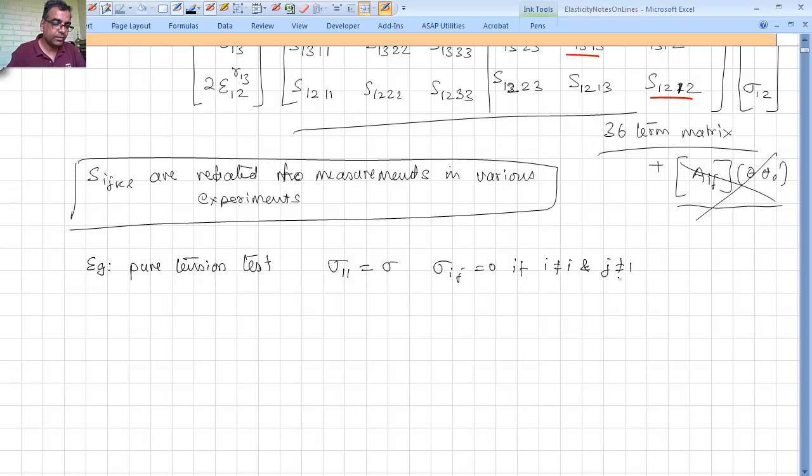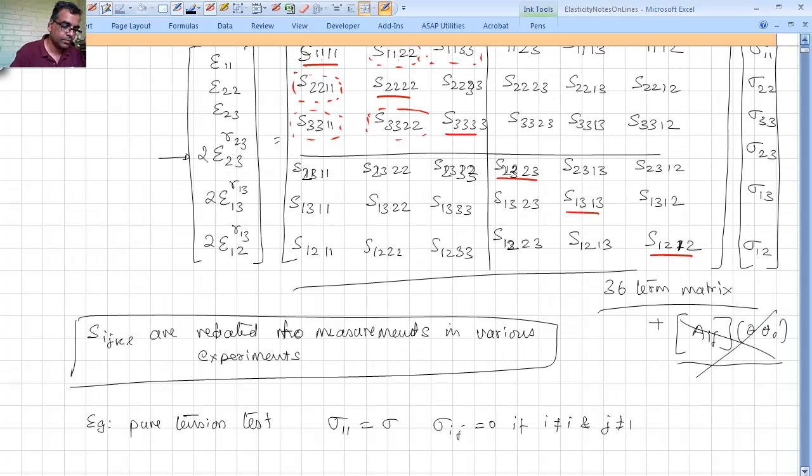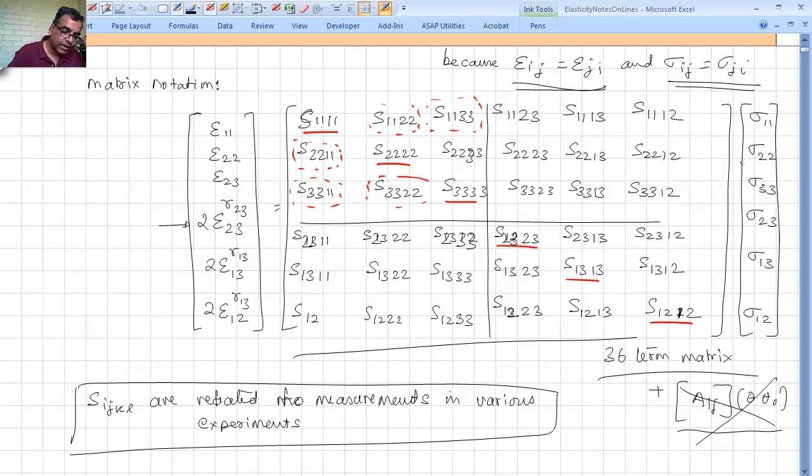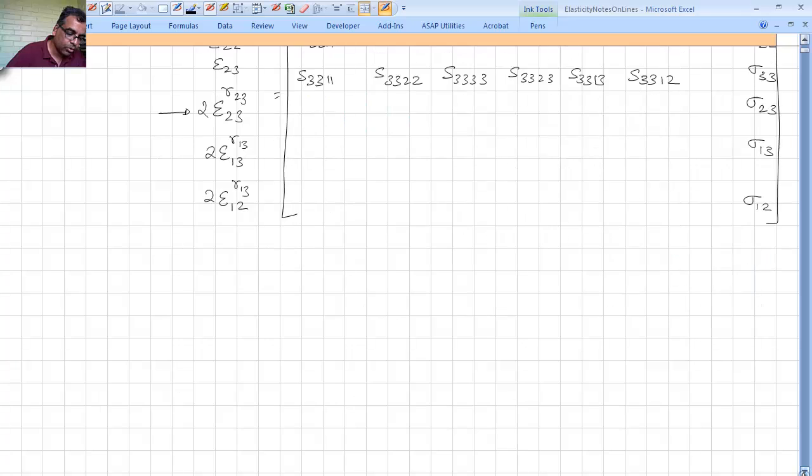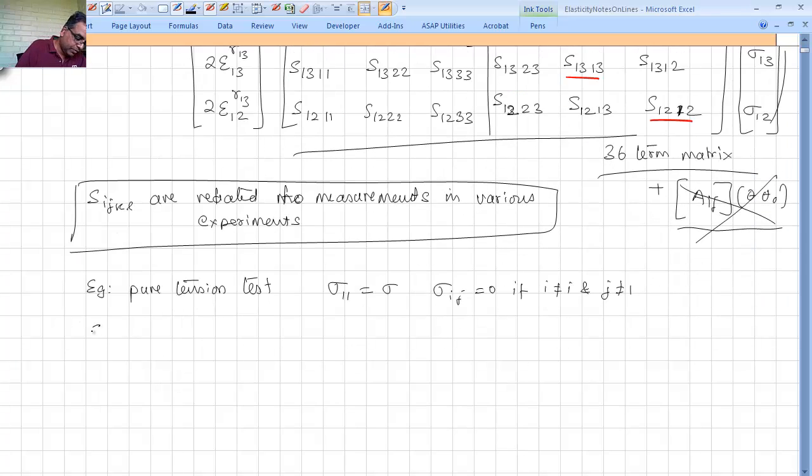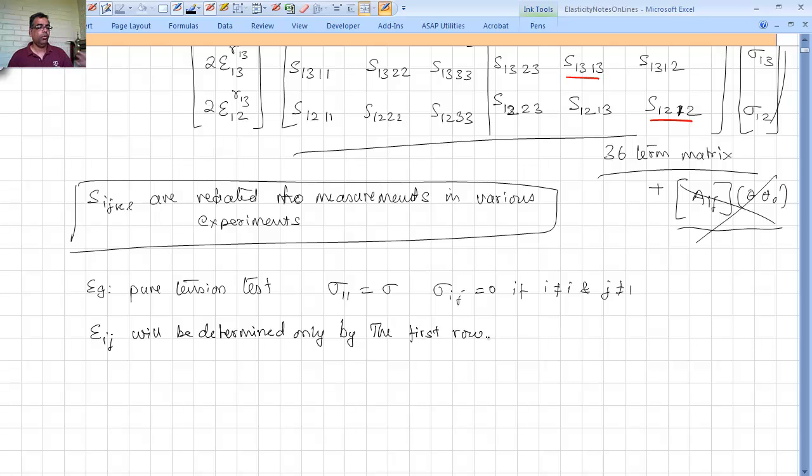So what happens then if you go to the full matrix? This entire thing is 0. So what will happen is you will get only the first row. Epsilon ij will be determined only by the first row. So the first row represents tension test in the one direction.